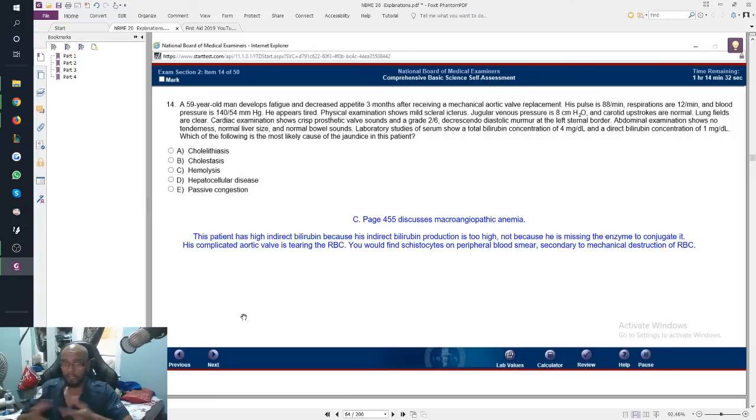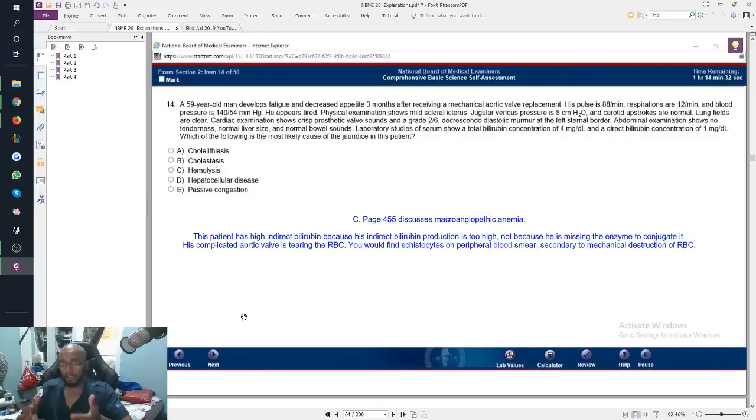Right? But if we keep reading, abdominal exam shows no tenderness, normal liver, normal bowel sounds. Lab studies show a total bilirubin concentration of 4, direct bilirubin of 1. Right? So he has a lot of indirect bilirubin. Which of the following is the most likely cause of jaundice in this patient? And then a lot of people would just pick cholestasis or hepatocellular disease, and that would be it for them because of all the extra stuff they read.